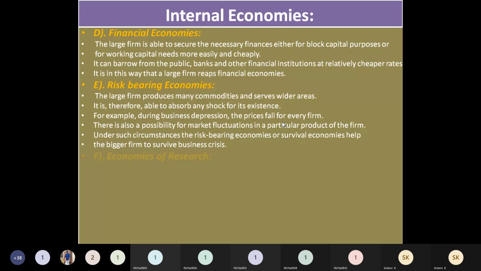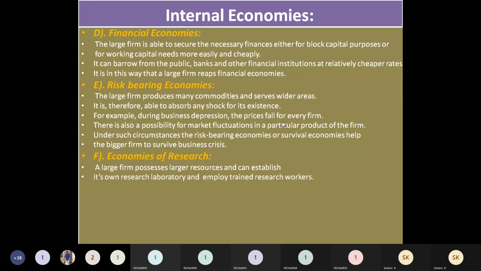And coming to the economies of research. So research, how this is going to be an advantage to the company, because if you conduct research, the new changes that are coming into the market, you can know, and how the people are preferring, that can be known. So after knowing that, you need to experiment what changes you need to bring in your product, or a completely new product should be launched. So what we have to do, that can be known. That is possible only when you have your own research laboratory.